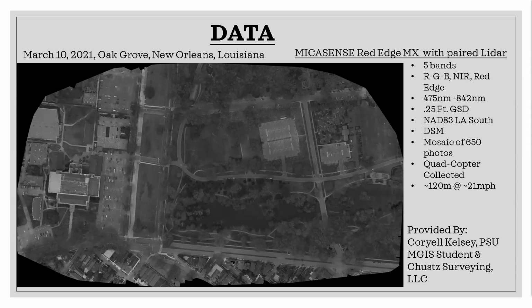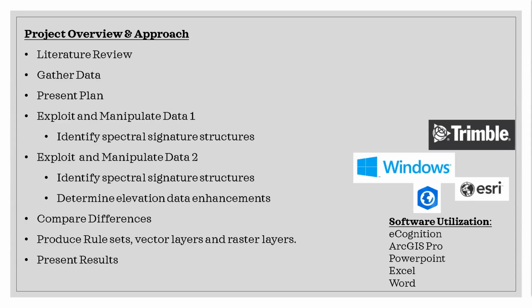So what I intend to do for my project, a couple of steps, is a literature review, which is constantly ongoing, but I've done a majority of it thus far. Gathered the data, which you've seen. I only plan on using 2. I want to keep it small and simple. I'm presenting the plan to you all now. And then I'm going to exploit and manipulate the data for 1 and identify the spectral signature structures. And then I'm going to do it for 2, as well as determine whether the elevation data has any enhancements that can be offered.